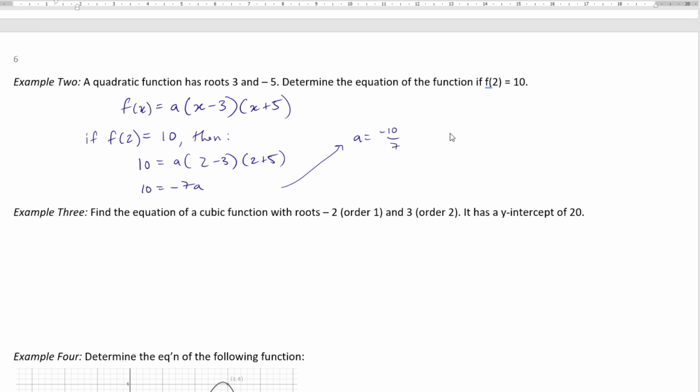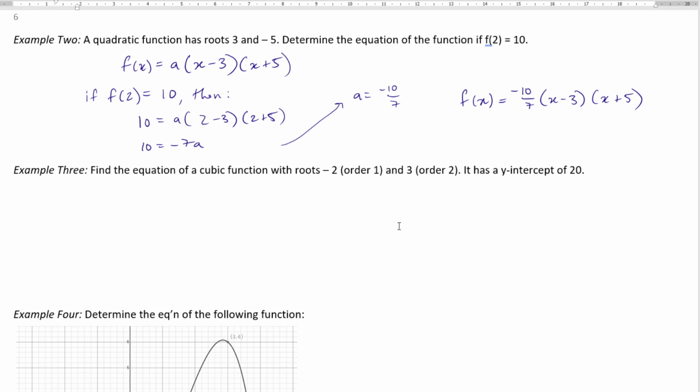And so the equation of the function would be f(x) equals -10/7 (x minus 3)(x plus 5). Okay, so that's a pretty standard question that often gets asked in this unit, right? It gives you the roots, gives you a value of the function, and then you have to find the leading coefficient. In this case, the leading coefficient is -10/7, so this quadratic would definitely open down.